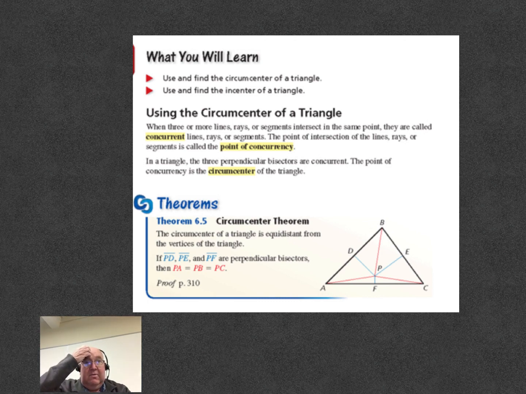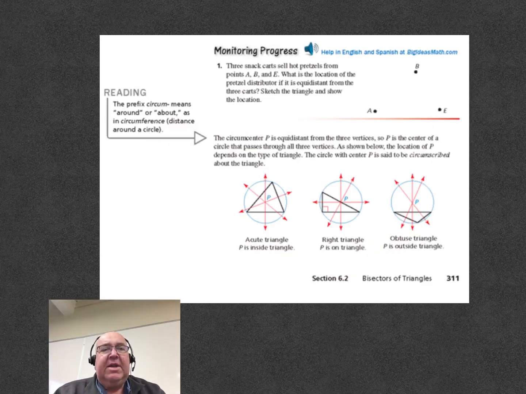And when we use the perpendicular bisectors, that point of concurrency is called the circumcenter. And we'll show you why it's called the circumcenter in just a moment. So the theorem says that the perpendicular bisectors will all meet in one point of a triangle, and that point is called the circumcenter. What you can use that point for is to draw a circle around your triangle that touches all of the vertices of the triangle.